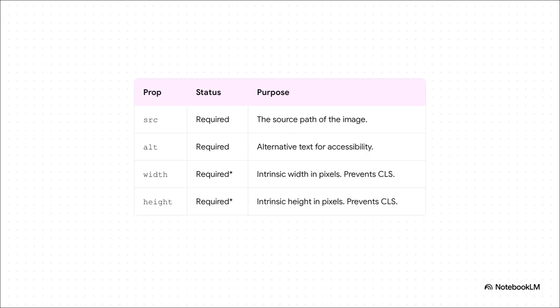And here is the number one pro tip for absolutely nailing your LCP score. For that one critical image that everyone sees the second the page loads, your main hero image for instance, you can add the priority prop. This one little flag tells Next.js, hey, load this image first before anything else. It's the fastest way to get your most important content on the screen.